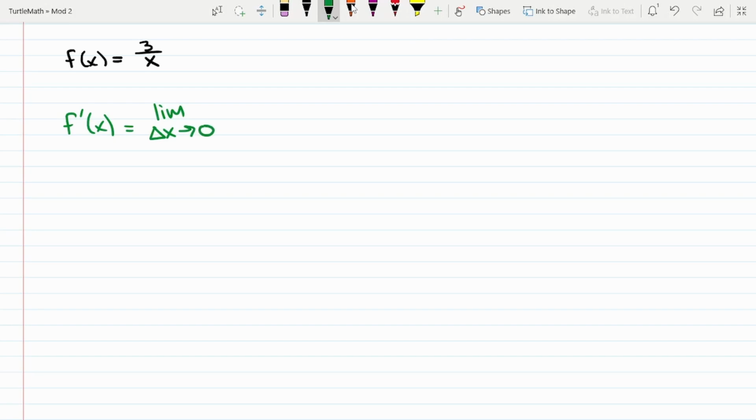And remember, our limit definition, our first step is to plug in f of x plus delta x. And that's going to be our first term in the numerator. So let's go ahead and do that. If we plug in x plus delta x wherever we see an x, we would have 3 over x plus delta x. And then minus f of x would just be minus 3 over x, all over delta x. So this one looks a little bit messier than the past one because we're working with some complicated fractions.